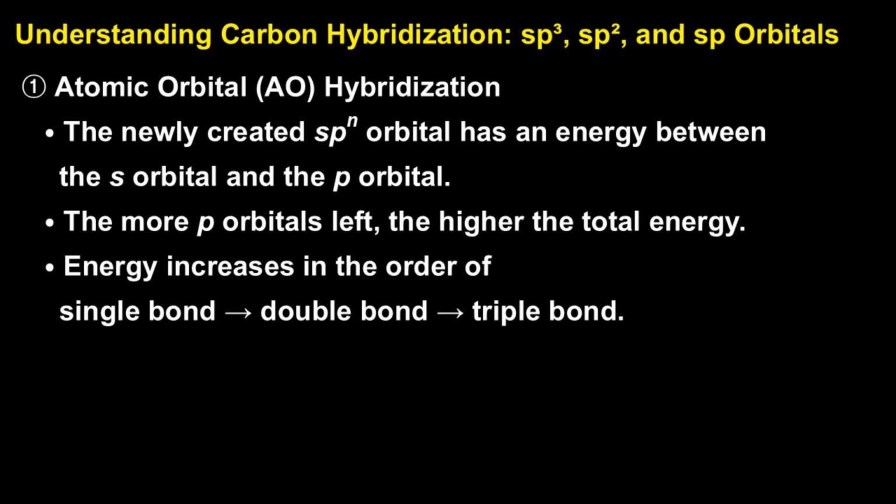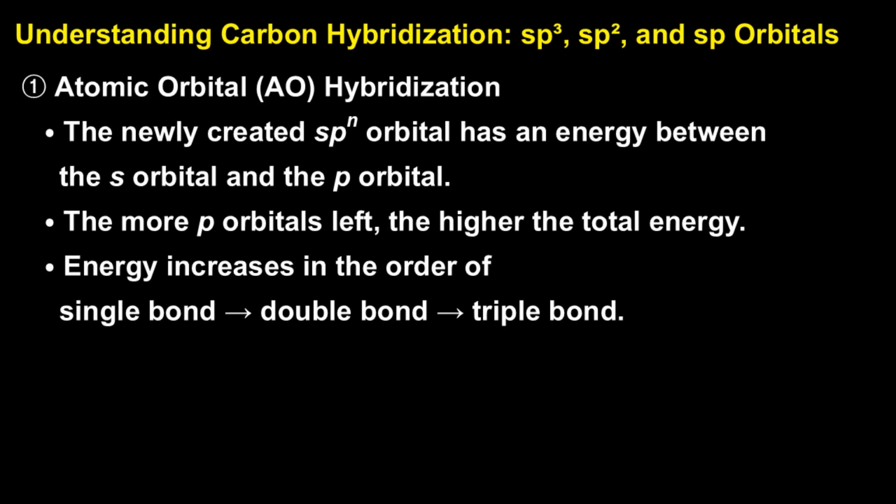Another key point about hybridization is the energy of the orbitals involved. When hybrid orbitals are formed, like sp, sp2, or sp3, their energy lies somewhere between the original s and p orbitals. Now, here's something interesting. The more p orbitals that are left unhybridized, the higher the overall energy tends to be. That's because unhybridized p orbitals form pi bonds, and pi bonds are higher in energy than sigma bonds. So as we move from sp3 to sp2 to sp hybridization, the number of pi bonds increases, and the overall bonding energy goes up as well.